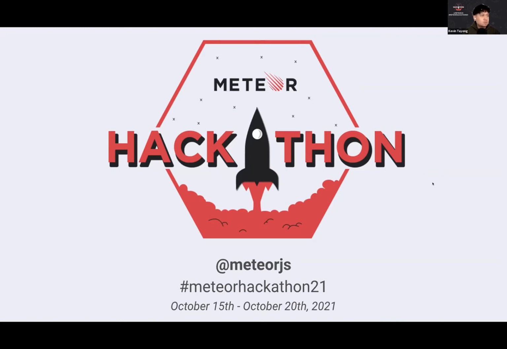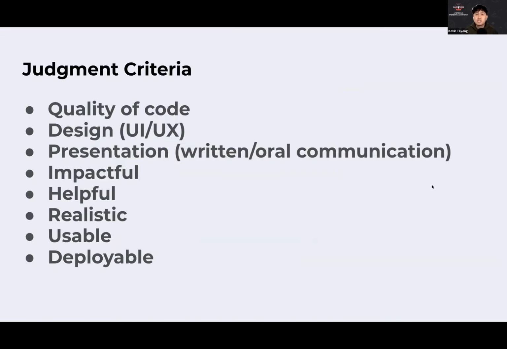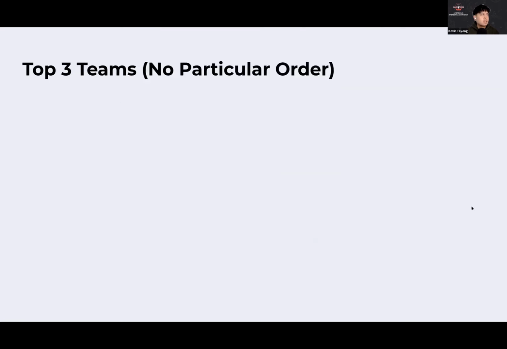What we're going to do here is have the top 3 teams present one more time. Before we dive into the presentations, I just want to go over the judgment criteria. As you can see on the slides, there are about 8 categories. We looked at the quality of code, your design, your presentation. Is it impactful? Is it helpful? Is it realistic? Is it usable? And lastly, is it deployable? So let's get right into it.